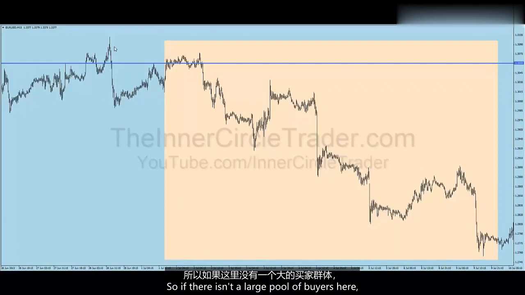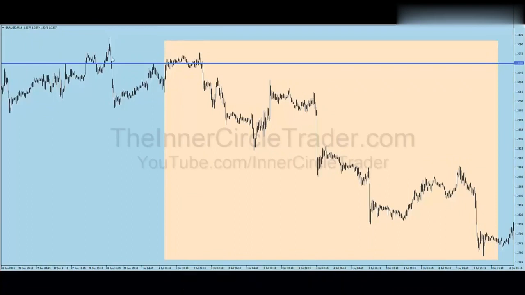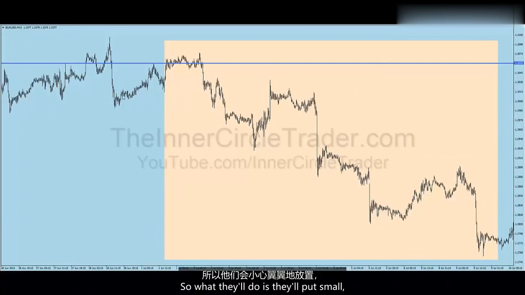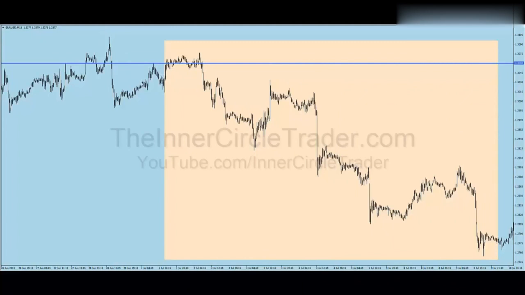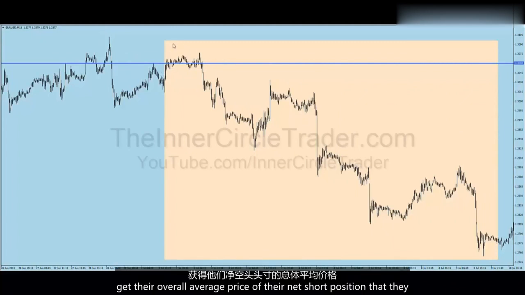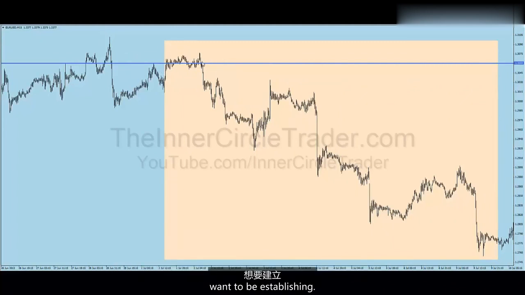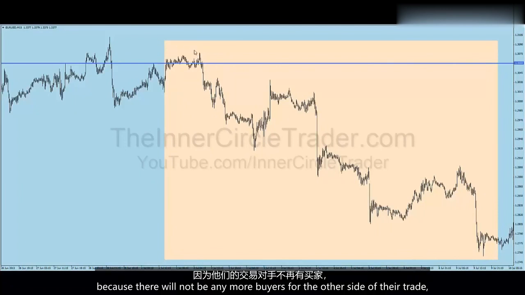Now their liquidity is limited to whatever's there at the time. So if there isn't a large pool of buyers here, there will be an issue for them to get the rest of their orders off. So what they'll do is put small blocks, and again, to us it would be large, but to them it's small, to get their overall average price of the net short position that they want to be establishing. Once it's established, price will do what? Drop, because there will not be any more buyers for the other side of their trade.